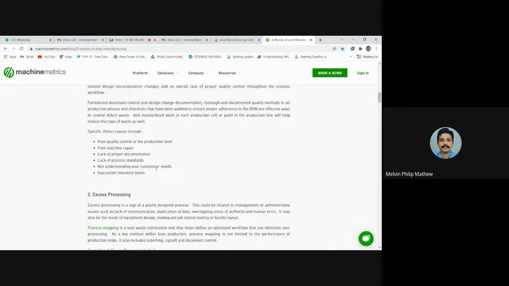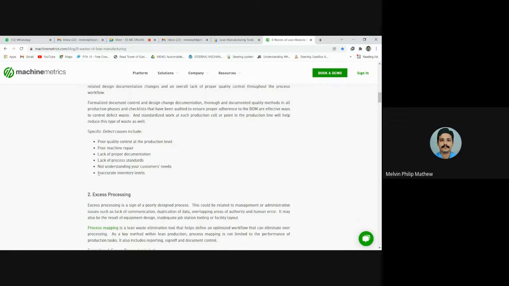So those needs are clearly defined, and if you don't understand those needs, then that product is a defective product because it has no value, because the customer does not buy a defective product. If it does not serve the function for the customer, then the customer will not buy it, and hence its value is reduced, or it will be a non-valued item. So that is what comes under not understanding your customer's need.